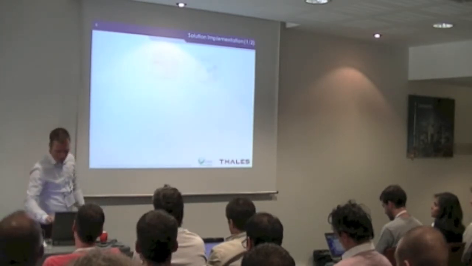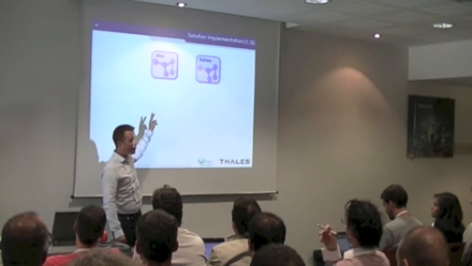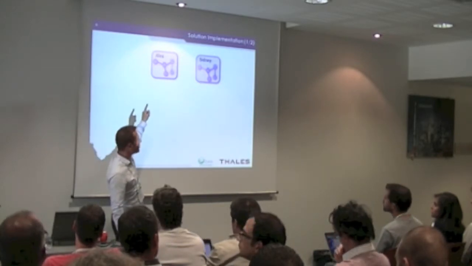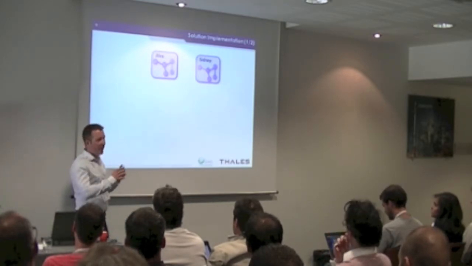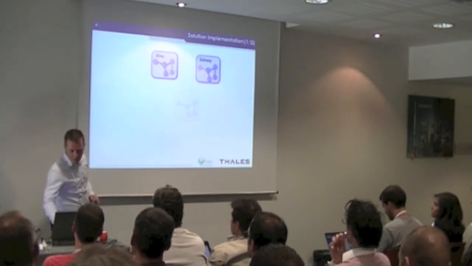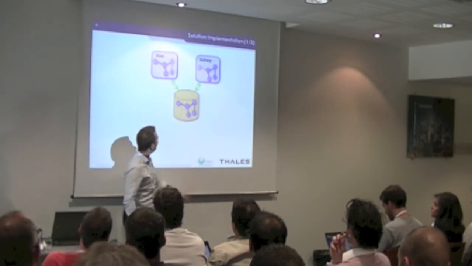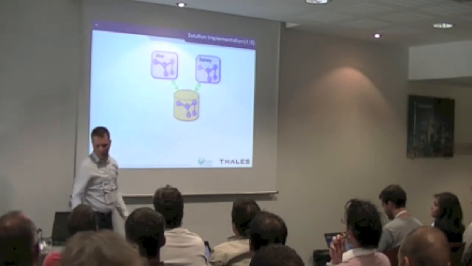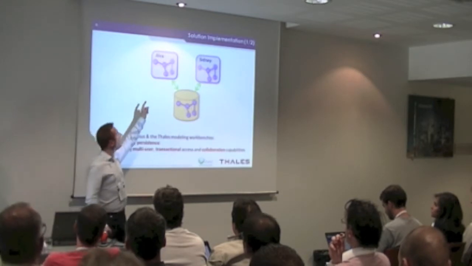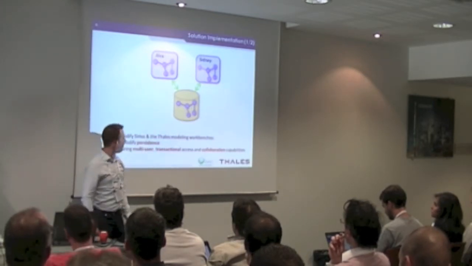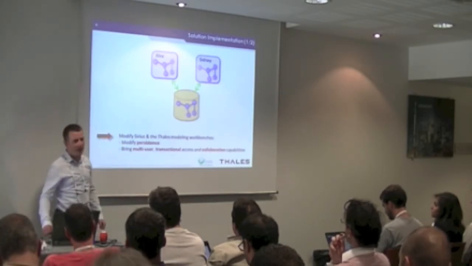So this is where we started. We had the same workbench used by two different users who were working on the same models but on different parts of the models. But it was not possible for them to work at the same time on the same model. So what we needed was for them to work with the same model at the same time and to modify different parts of the model. To do that, we had to change the persistence used in the model, and also to bring the multi-user, the transactional, and the collaborative capabilities.